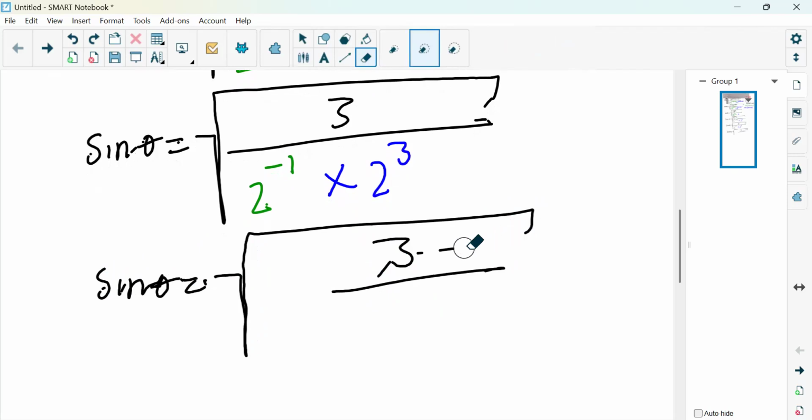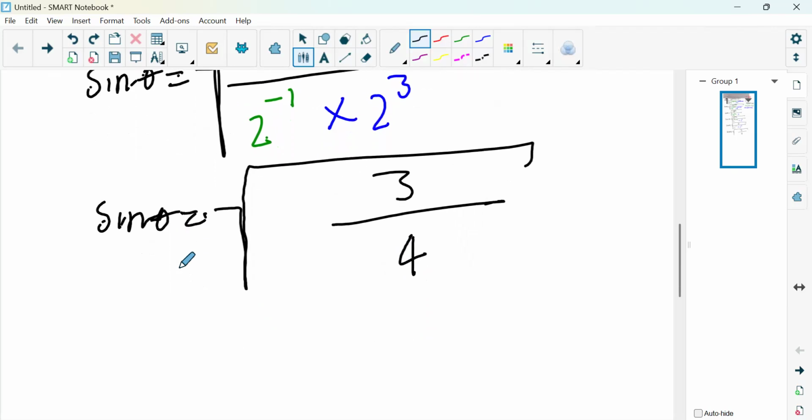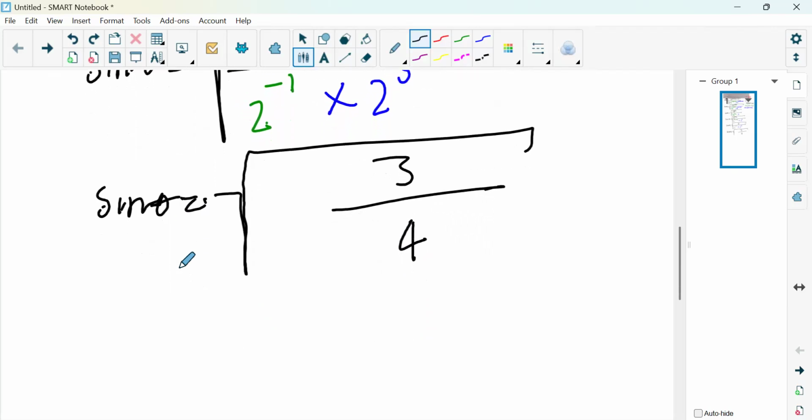That's still fine. Okay, so in the numerator we have 3. In the denominator, we have 4, because we said 2 to the power of minus 1 multiplied by 2 to the power of 3, and then it gave us 2 to the power of 2, which is 4.